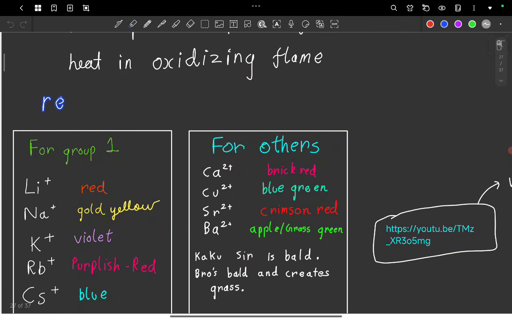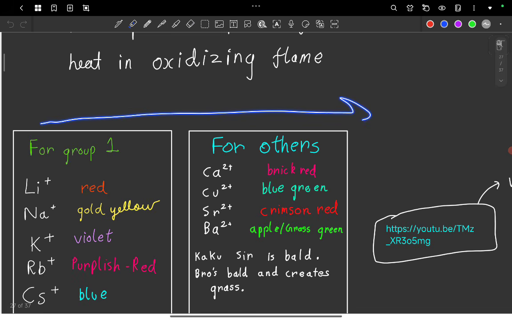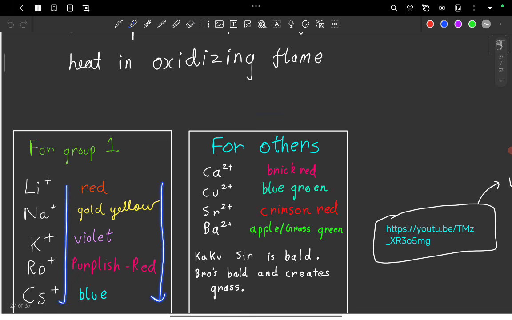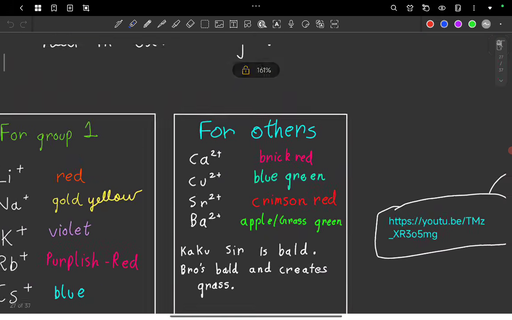Just repeat in your mind: red, gold, violet, purple, and blue. Red, gold, violet, purple, blue. Okay, and I'm very sorry I was not able to come up with a trick for this, but I hope I can still help you in other ways.